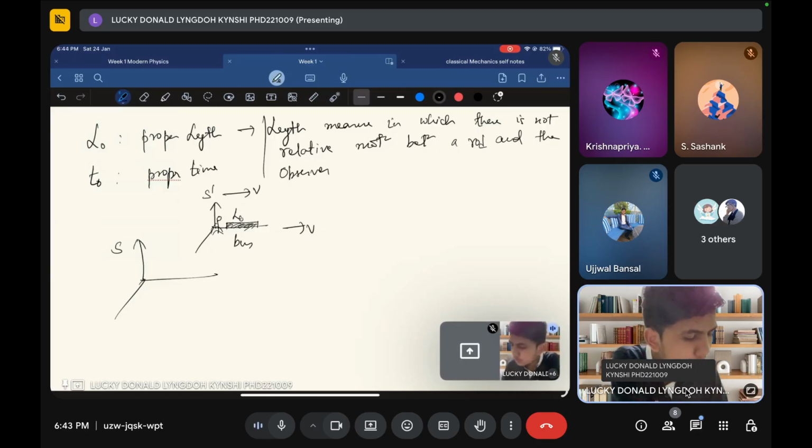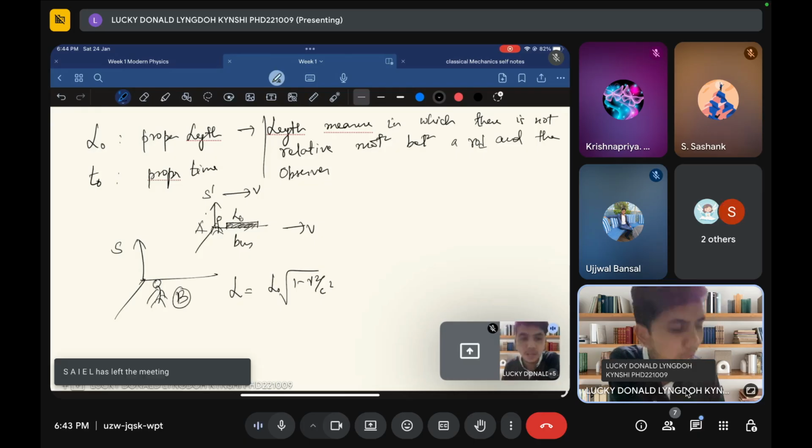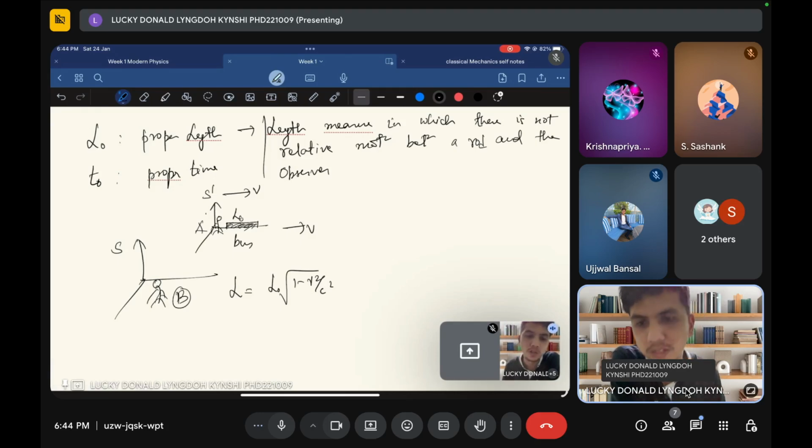But for this guy sitting here, since the velocity is very high, he will see L equal to L naught root over 1 minus v square by c square. If you are in the S prime frame, you will get the proper length because there is no relative motion between you and the rod. It's always L naught. But for the person at point B, he will see a length contraction given by the formula L equal to L naught root over 1 minus v square by c square.